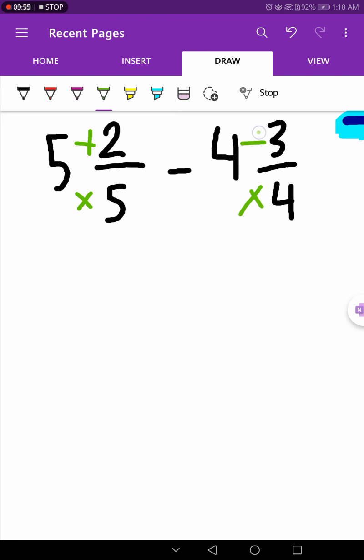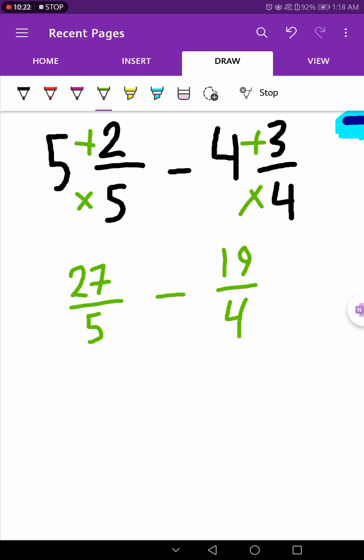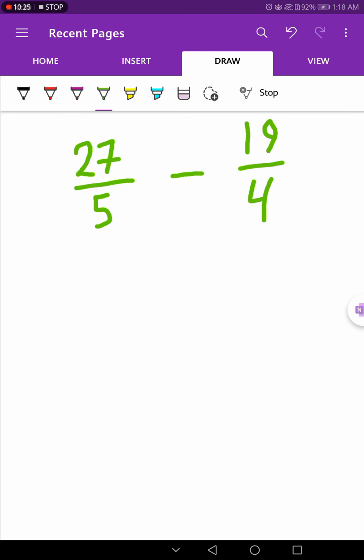And when you do this, remember, my dear students, you have to remember the concept. After you do this, you convert from the mixed number to an improper fraction. 5 by 5 plus 2, 25 plus 2, 27 over 5, minus 4 by 4 plus 3, 19 over 4. You see? Now you are going to subtract. But remember, you cannot subtract with different denominators.